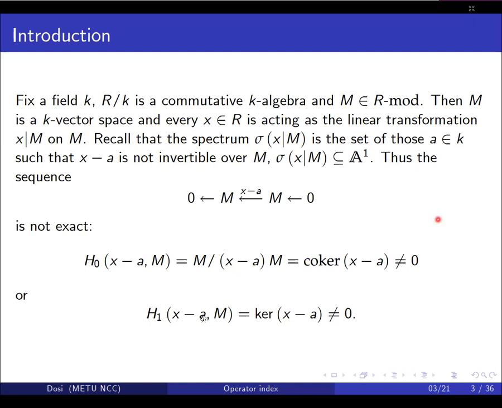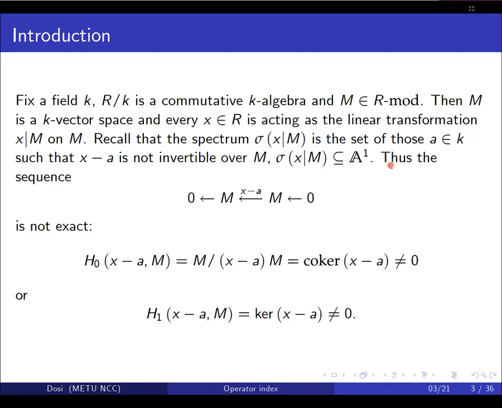We're going to fix a field K, and R is just a commutative K-algebra. Now we have a module M, which turns out to be a K-vector space. You can imagine it as a space with an algebra of operators. So we know what the spectrum is: in general, it is the set of those a where X minus a is not invertible over M. So it's a subset of the affine line, which is just the field K, but equipped with the Zariski topology, where the zeros of polynomials are the closed sets.